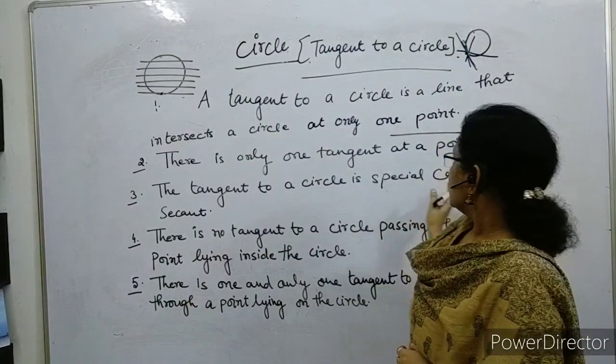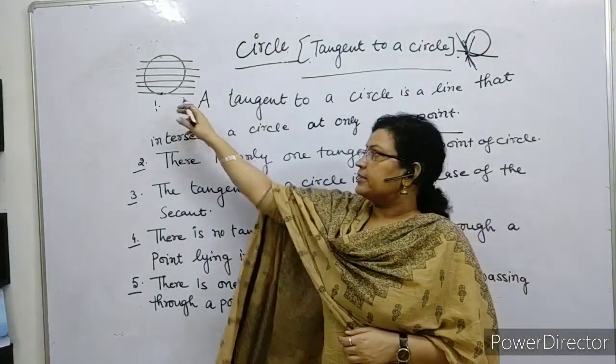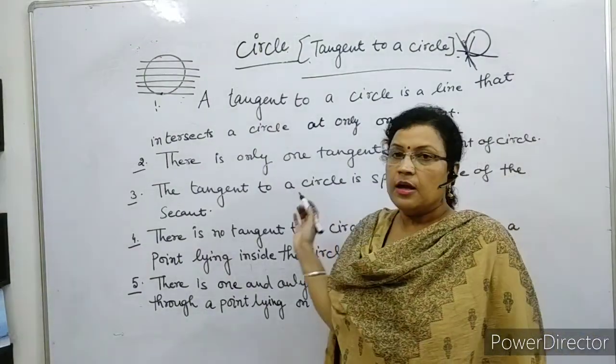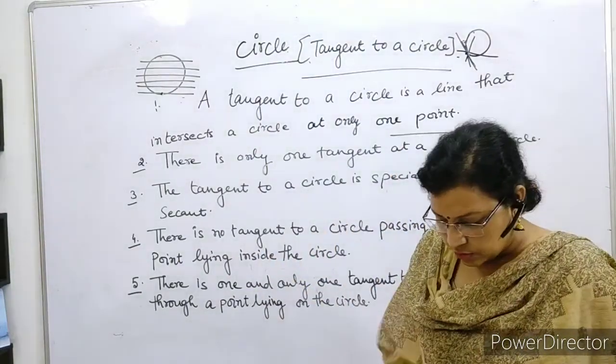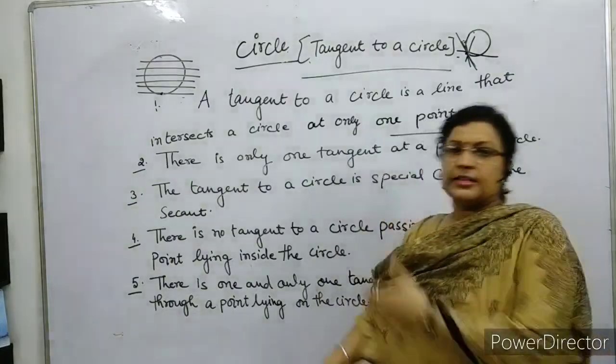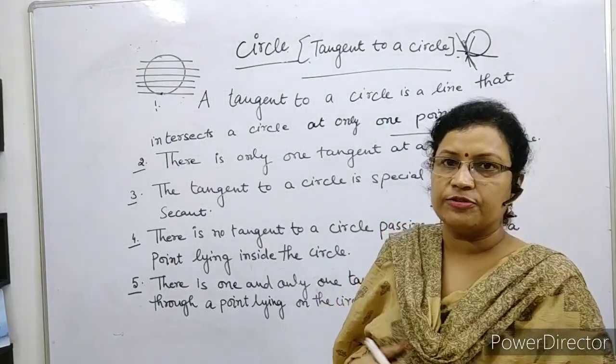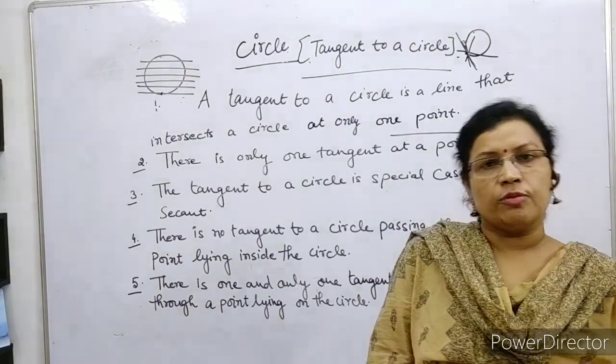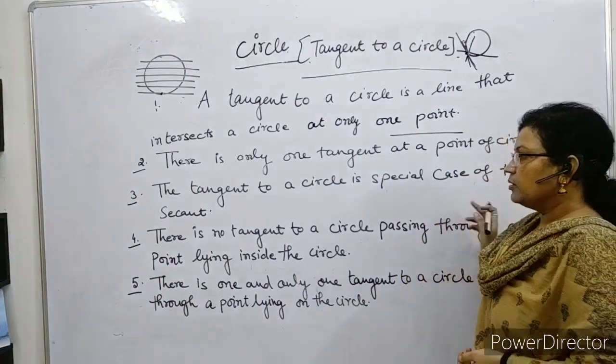Now, in another way, as I explained here, a tangent to a circle is a special case of a secant. These are the facts related to the tangent to a circle, and they will help us crack the MCQs or 1 mark questions. Okay.